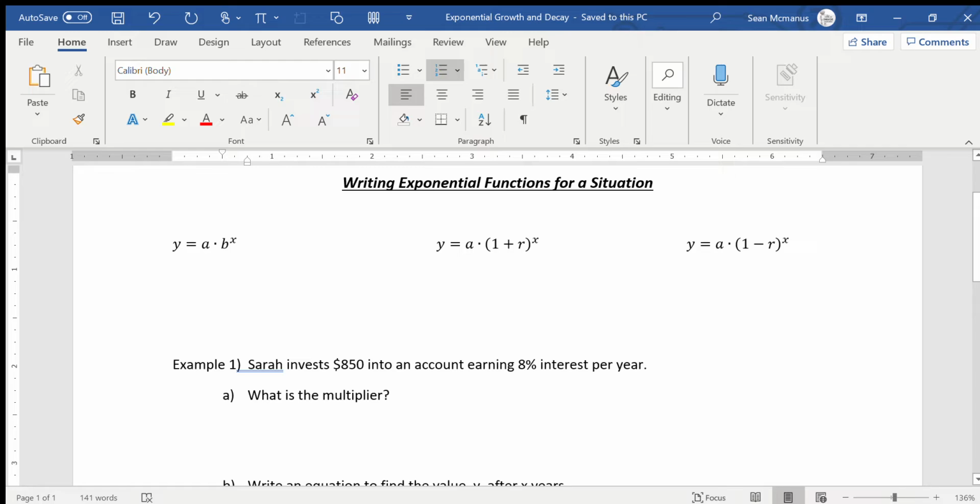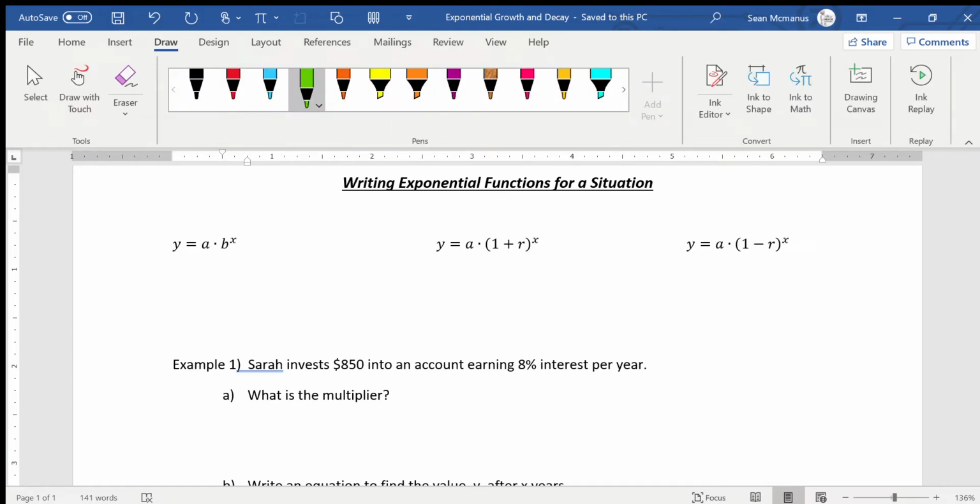All right, so we're going to do our third installment here on exponential functions. This time we're going to really sink our teeth into this fully and write our own exponential functions for a given situation. So just a quick look on top here of what we've already done.